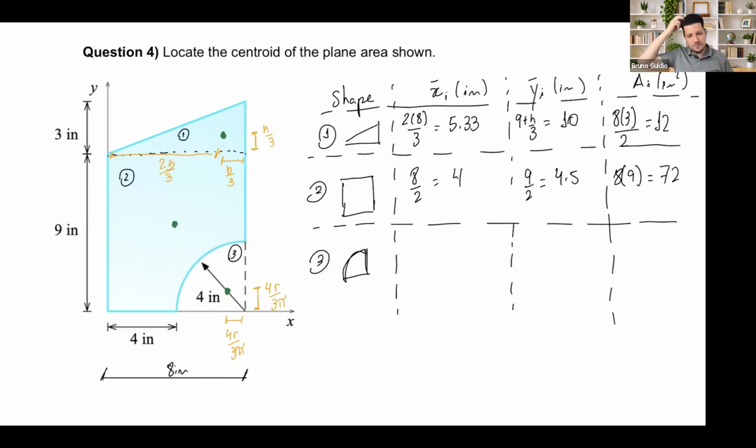Quarter circle, the same thing here. The distance here is 4r over 3 pi. However, I need the distance from here to there. So I can write 8 minus 4r over 3 pi. Meaning 8 minus 4 times 4 divided by 3 pi. By my calculation, this is 6.3.